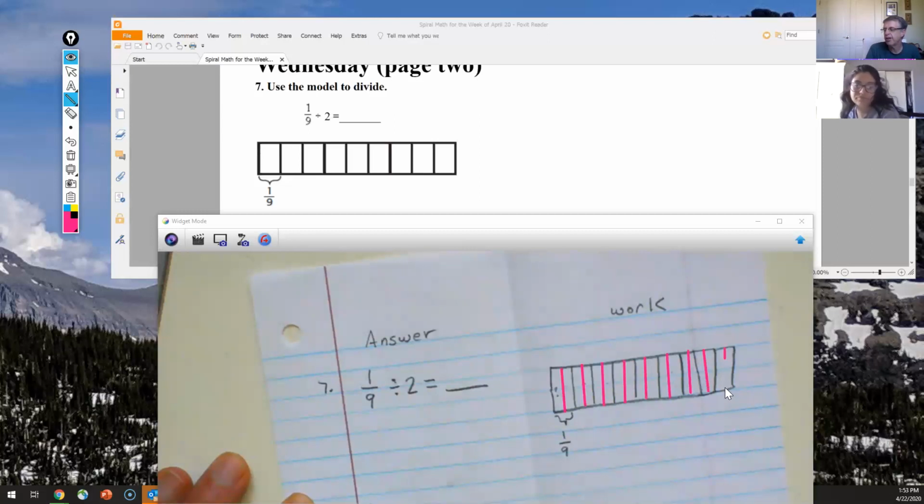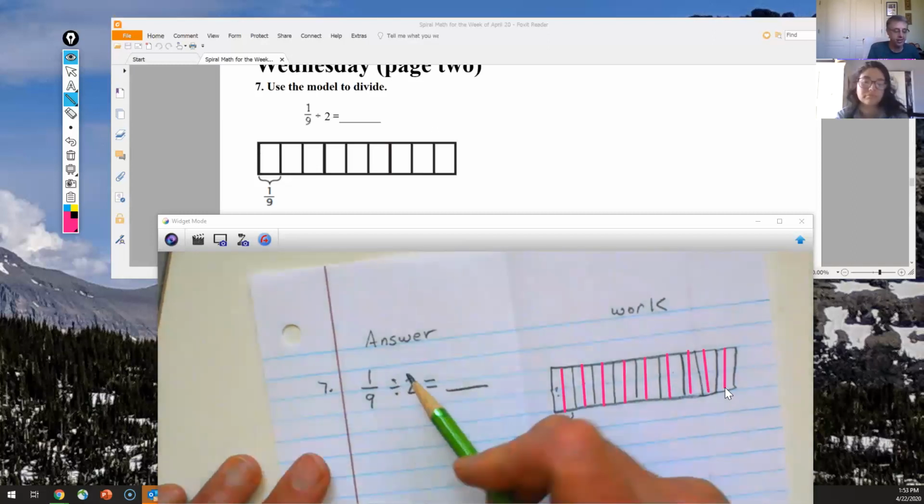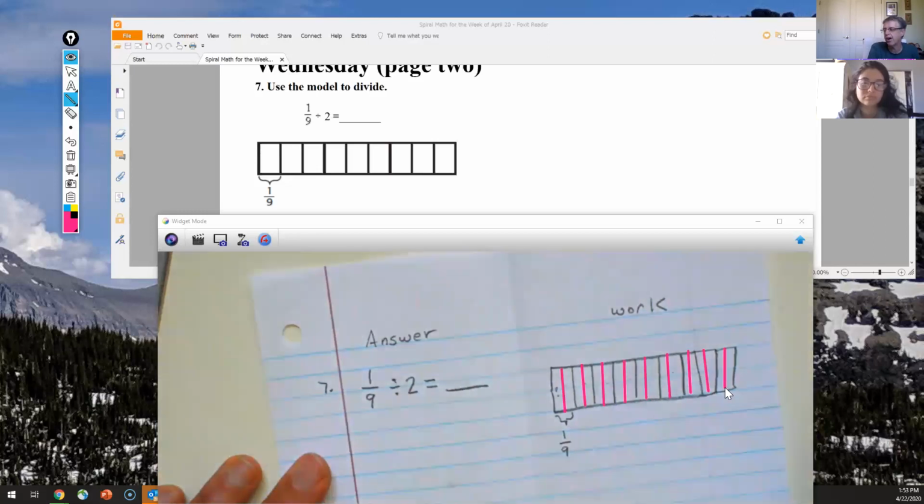And I know some of you have figured out how to calculate this without drawing a model, but one of the things you're going to need to do, especially as you get into the other grades, is show models for dividing fractions. So it's really important to have mastery of that as you move on. So use the model too.